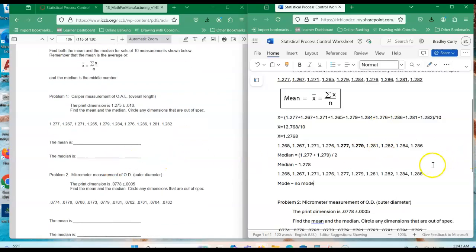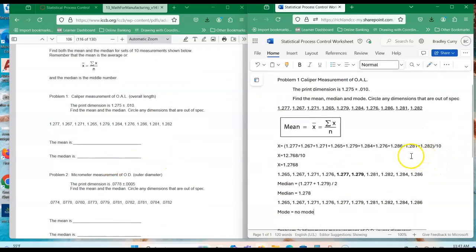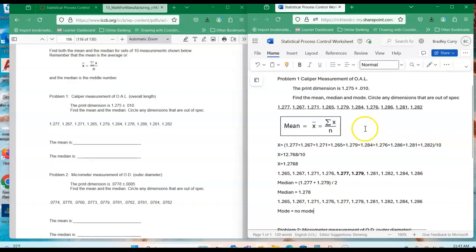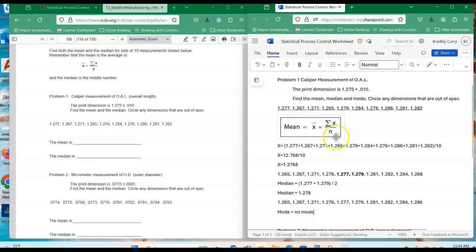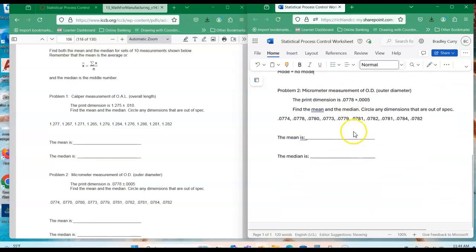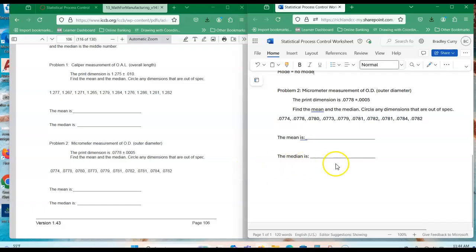So that gives you an idea here of how to actually do these problems. So we've kind of done the first one here together. I'm going to give you some time now. You go ahead and here are your micrometer measurements of an outside diameter. You need to find the mean and the median, and we'll go ahead and make sure that you also find the mode, if there is a mode on that one there as well, to finish this off.